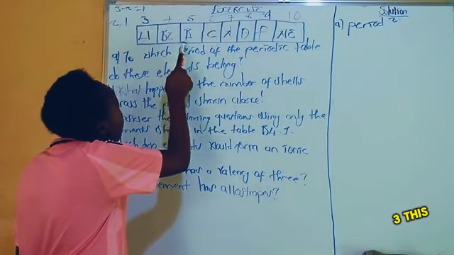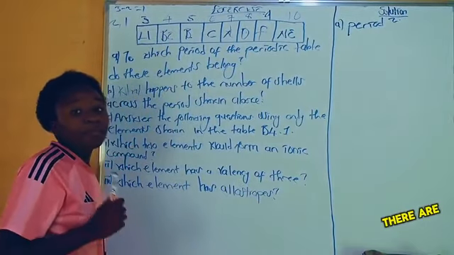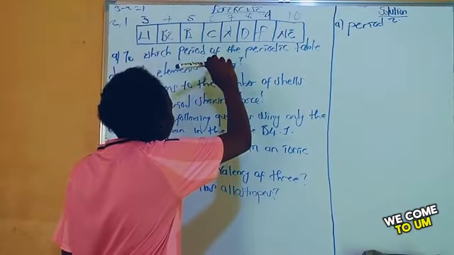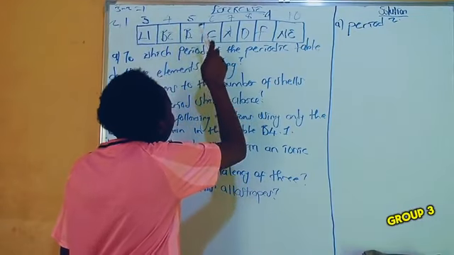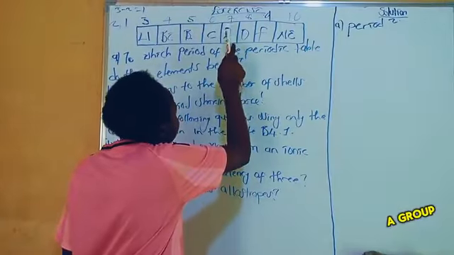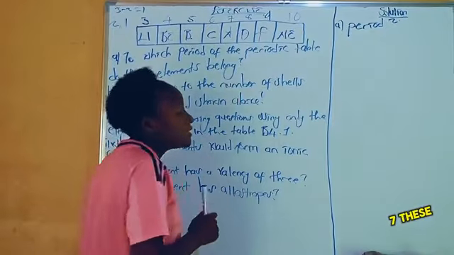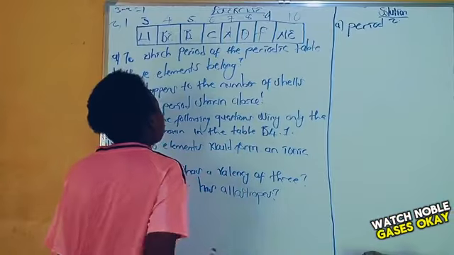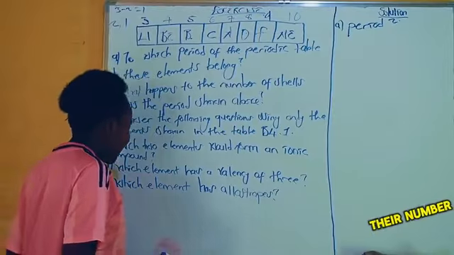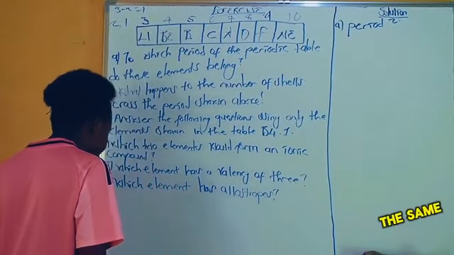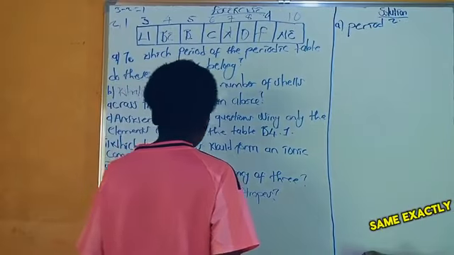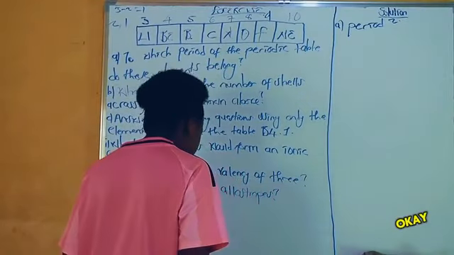Group 1 to group 3, this is 1, 2, 3. They are metals. Then group 4, which is carbon, is a metalloid. Then we're having groups 5, 6, 7. These are non-metals. Then we come to the noble gases. So with these ones, their number of shells is going to remain the same. Their number of shells won't change, it still remains exactly the way it is.